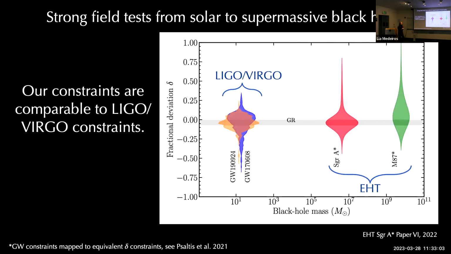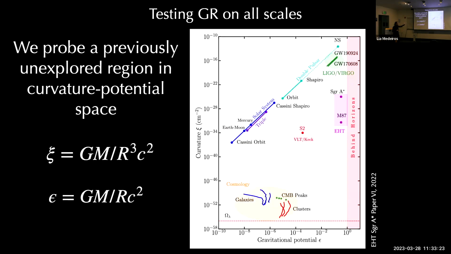But remember, at the beginning, I mentioned that we're complementary to LIGO and Virgo because they are testing the dynamics and we're testing the metric. The other reason that we are complementary is the x-axis. So this is the mass of the black hole. We are probing almost 10 orders of magnitude in black hole mass, which is super exciting because we also like to look at plots like this, which show you the curvature, which I define here, and the gravitational potential, which I also define here, for pretty much every test of gravity that we could put onto this plot.